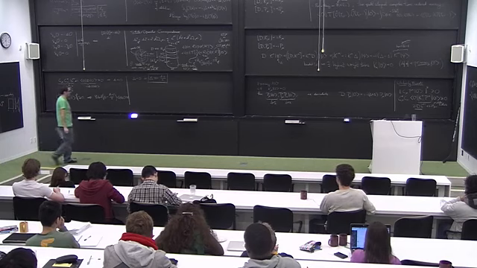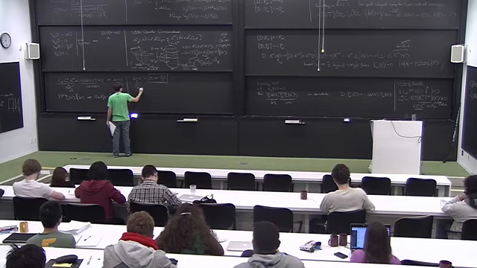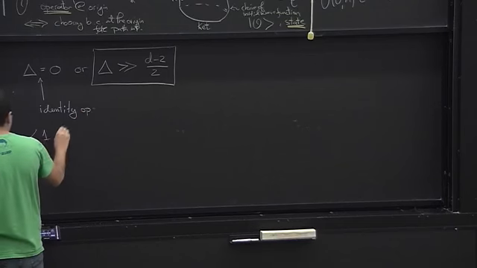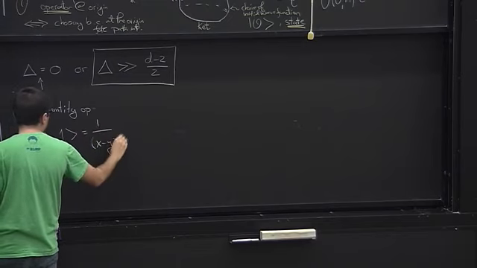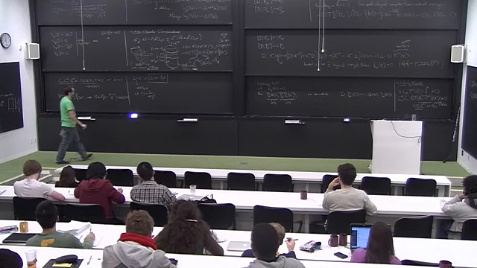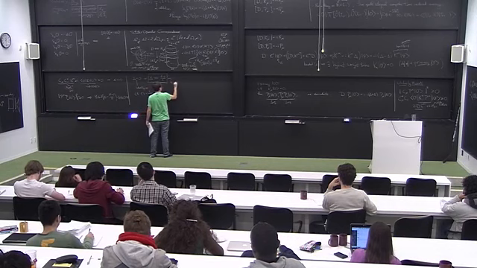Delta equal to 0 can appear, but it's a trivial operator. It's the identity operator. You agree that the correlation function of 1 with 1 is 1 over (x minus y) to the 0. Very good. And this here is what is called the scalar unitarity bound.